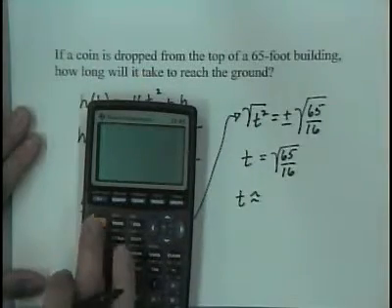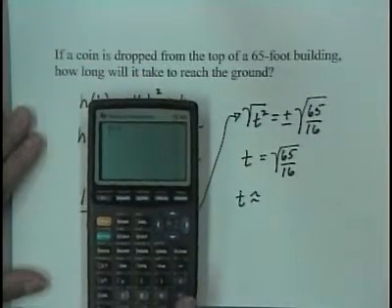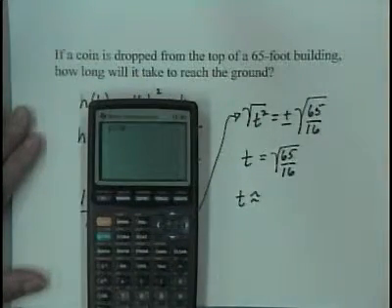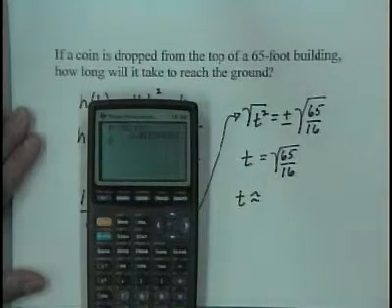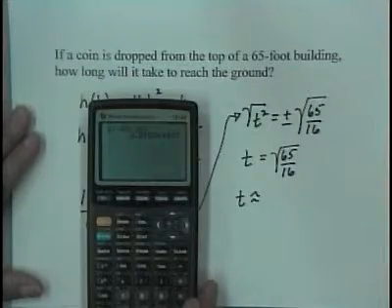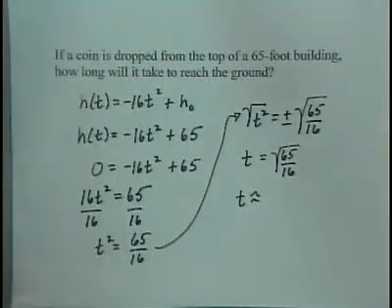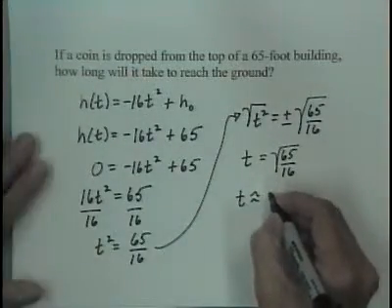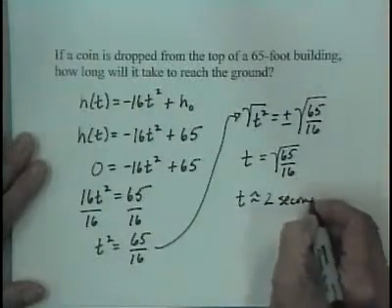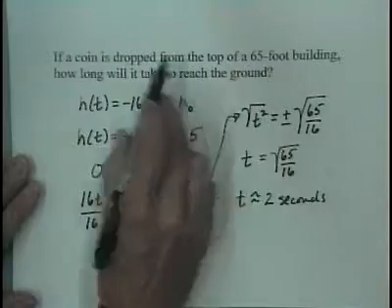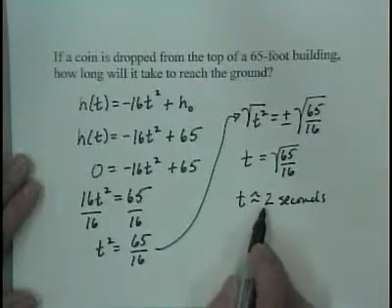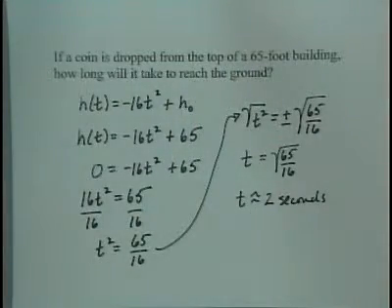And let's find that time on a calculator. On a calculator, we'll find the square root of parentheses 65 divided by 16, and that's 2.015 and so forth. Let's say that's approximately 2 seconds. So from a 65-foot building, the coin will take 2 seconds to reach the ground.